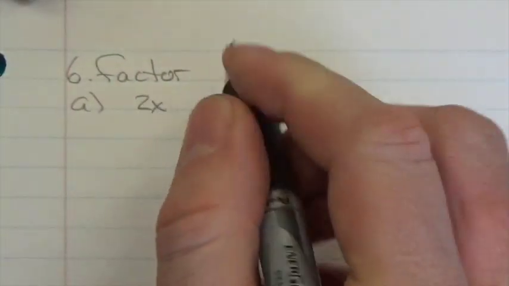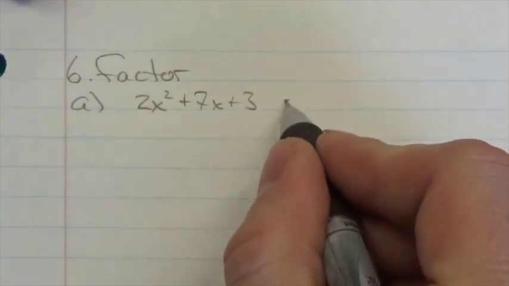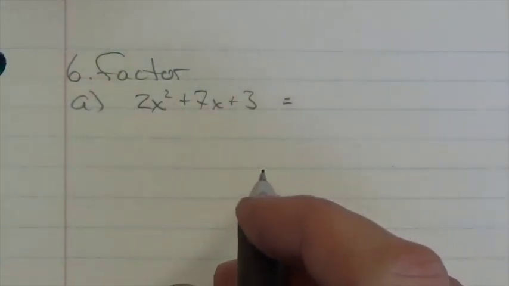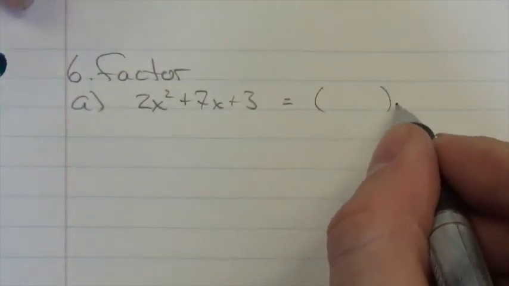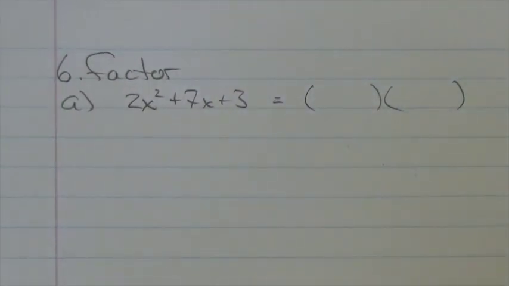So let's say we start with 2x squared plus 7x plus 3. Okay, that's just your standard trinomial. I think most of us know how this works. This is going to break apart into two binomial factors. Now, you may have learned some methods of factoring as far back as grade 10 or maybe even earlier, depending on where you're going to school.